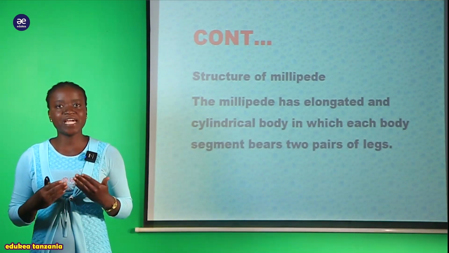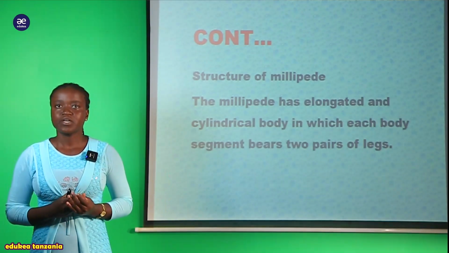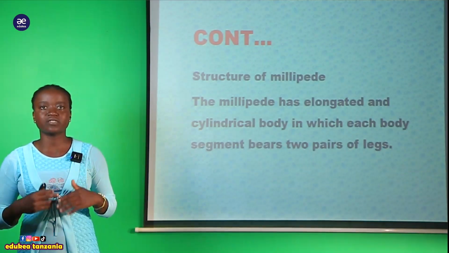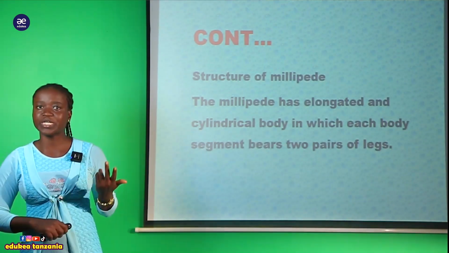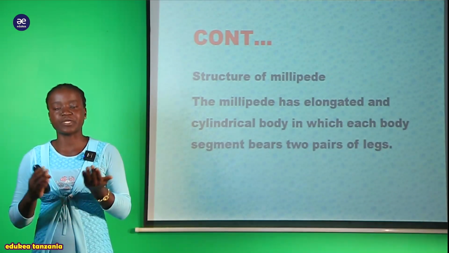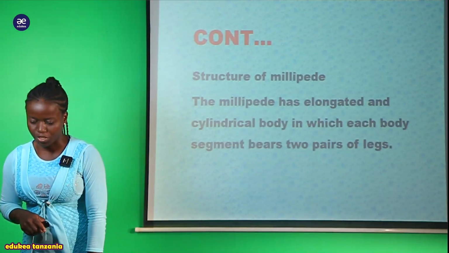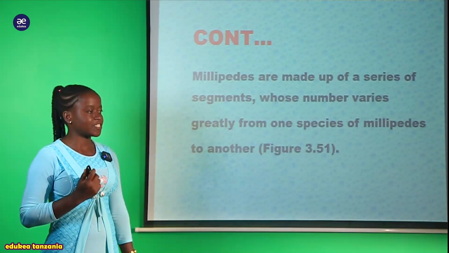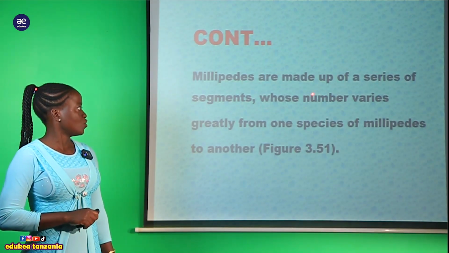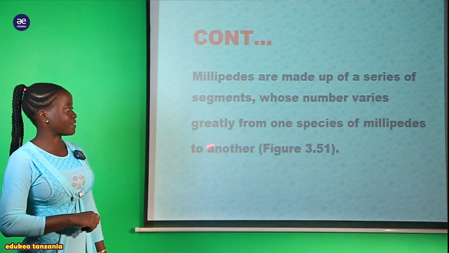Remember, when you are explaining the structure of an organism, mainly this millipede, you have to state the shape of this organism. Here we have said that these organisms are cylindrical in shape. So ukiambiwa uelezee, unatakiwa uelezee kwanza shape ya huyo organism ni ipoje, thereafter uende kuelezea kwenye each part with its function. So also, my students, we can say that millipedes are made up of a series of segments whose number varies greatly from one species of millipede to another.